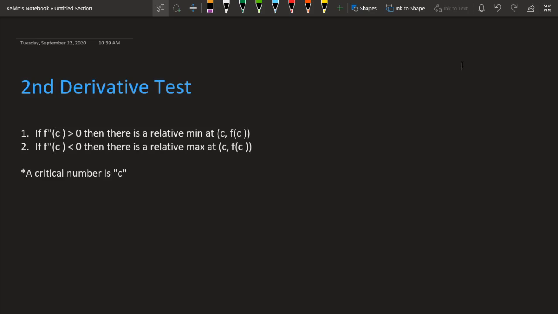So the second derivative test states that if f double prime of c is greater than 0, then there's a relative minimum at c comma f of c. And if f double prime of c is less than 0, then there's a relative maximum at c comma f of c. And c stands for a critical number. So, knowing this, take a moment or two to copy this down in your notes, and when you're done, come back.